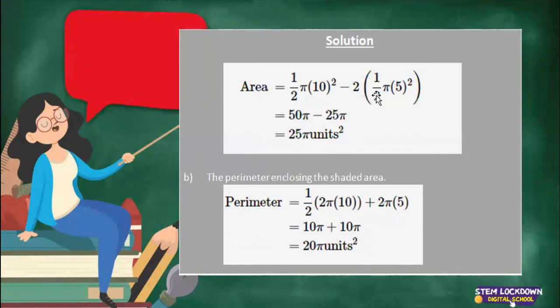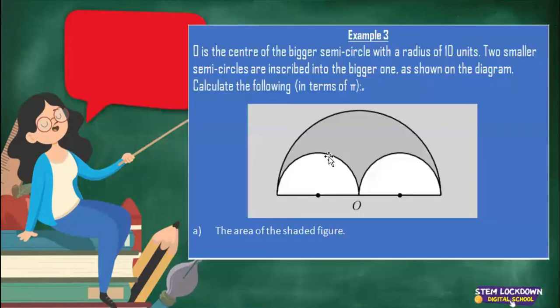So the 2 cancels out the half, and you are left with pi times 5 squared, which is 25 pi. Putting it together, 50 pi minus 25 pi gives us 25 pi. So the area of the shaded part is 25 pi.